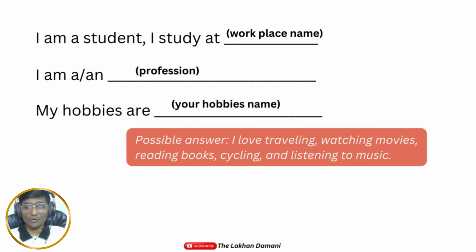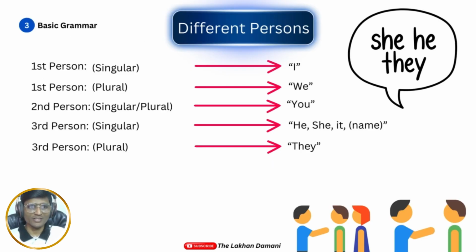Now, the main important part we are going to study is third, basic grammar. In basic grammar, you're going to understand the most common things that we have to learn. The first basic grammar is first person singular, first person plural, second person singular and plural, and third person singular and third person plural. So that's all we are going to do.